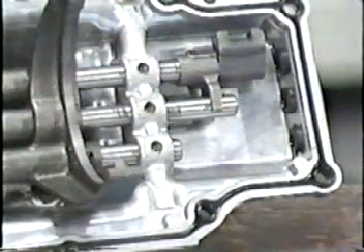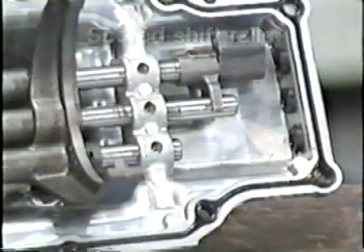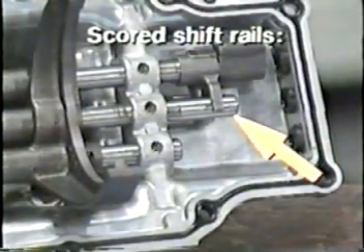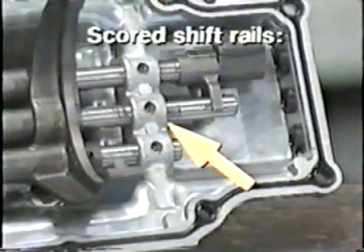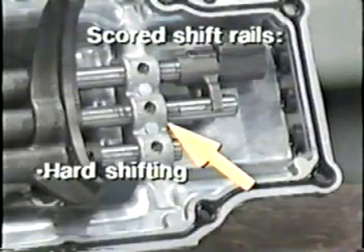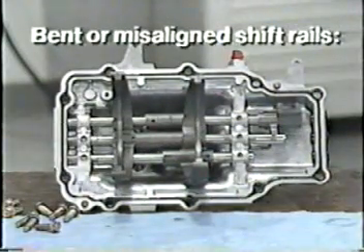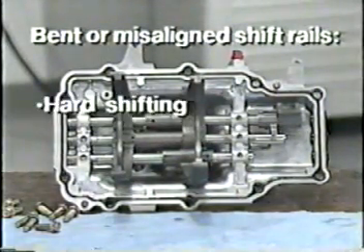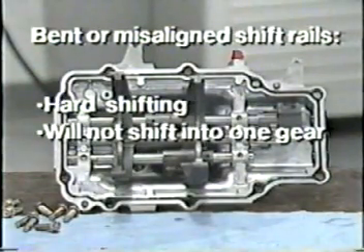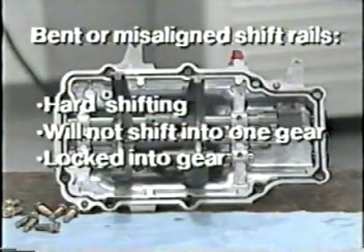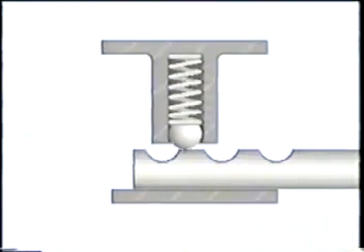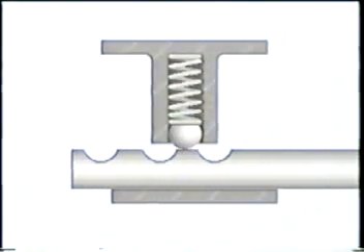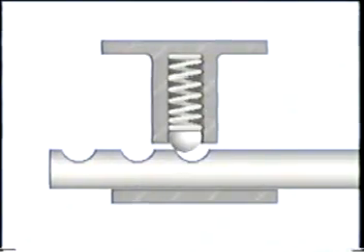Also, examine shift rails closely for scoring. Scratches caused by debris from failed parts can interfere with shift rail travel in the bores. Even the slightest extra resistance can lead to hard shifting problems. Bent or misaligned shift rails might also shift hard, or won't shift into one gear, or lock in a particular gear. A spring-loaded detent mechanism holds the rails into the selected gear position until force is applied during shifting.